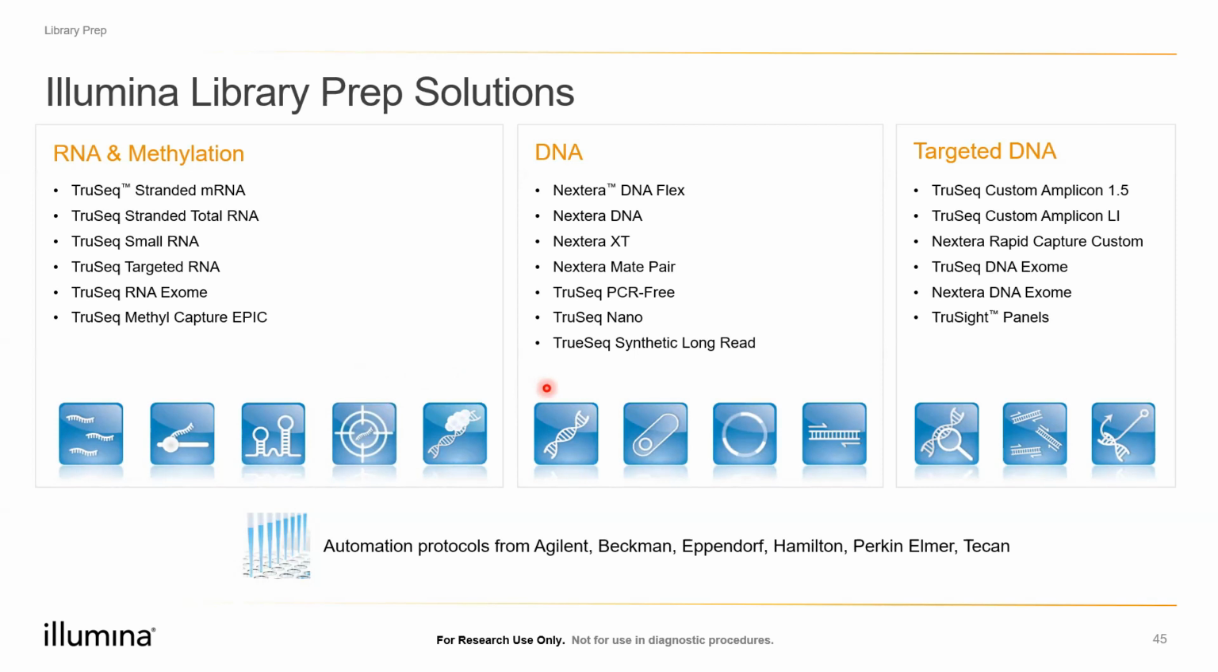Also, these library preps are automated on the major automation players out there: Agilent, Hamilton, Beckman, PerkinElmer, Tecan. So basically these protocols are automated on these automation platforms. If you want to go for high throughput library preparation, that can also be done. So there are third party automation machines available.